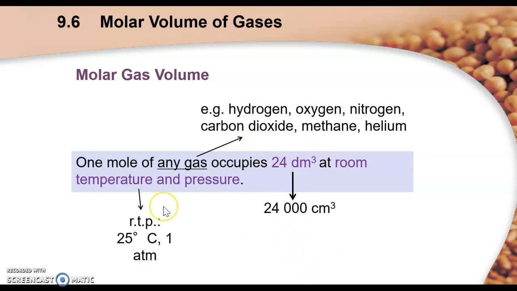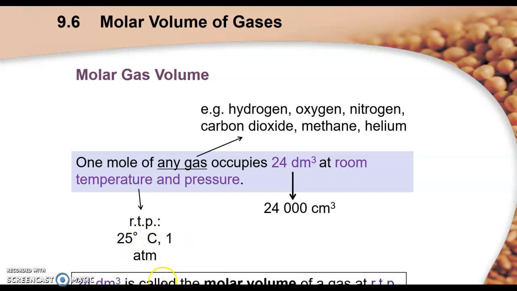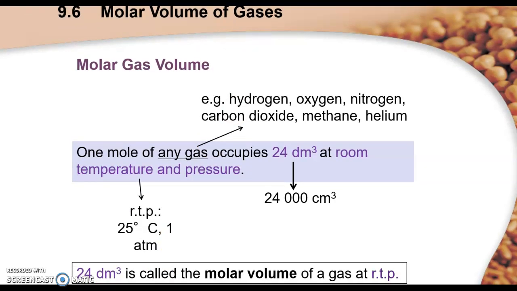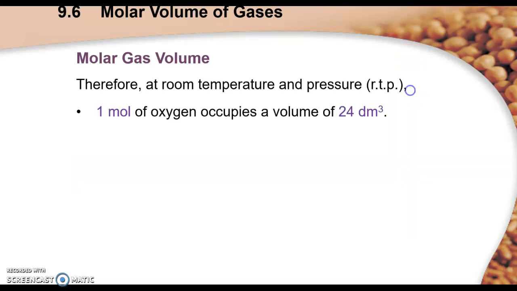What do I mean by room temperature and pressure? It means that the temperature is 25 degrees Celsius and the pressure is 1 atmosphere. So 24 dm cube is known as the molar volume of a gas at room temperature. Okay, so now let's move on.